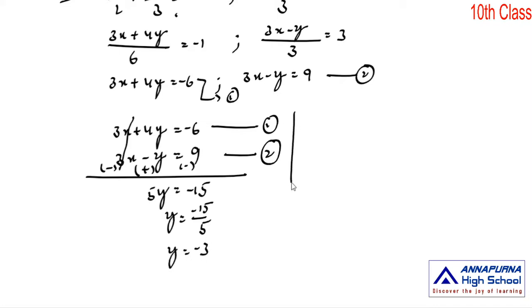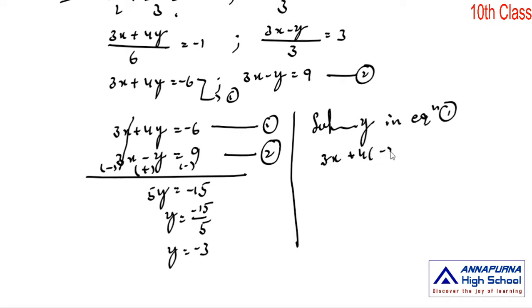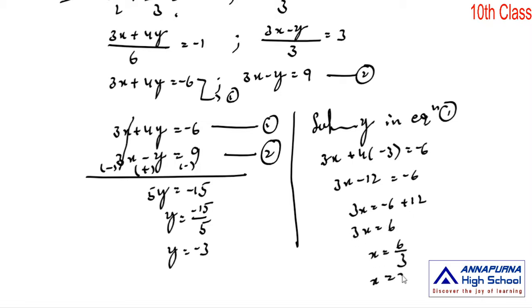Now substituting y in equation 1. Here the first equation is 3x plus 4y is equal to minus 6. So 3x plus 4 into minus 3 is equal to minus 6. 3x minus 12 is equal to minus 6, since 4 into minus 3 is minus 12. 3x is equal to minus 6 plus 12. So 3x is equal to 6. x is equal to 6 by 3. x is equal to 2. So this is the solution.